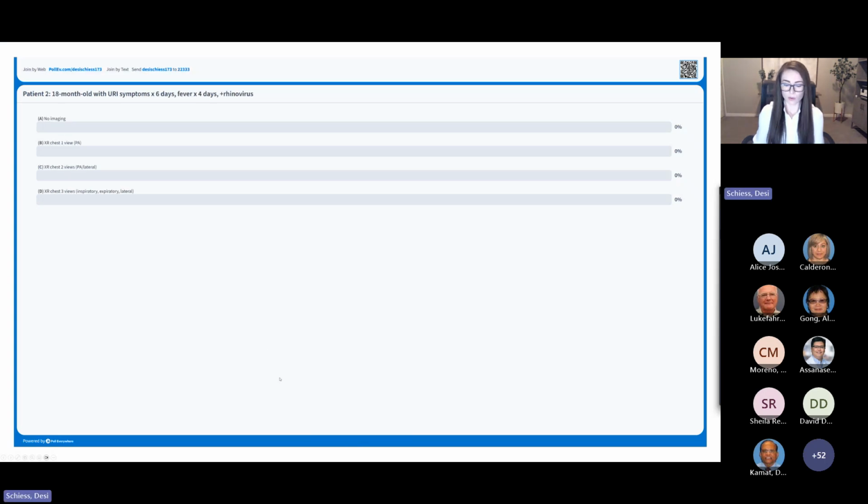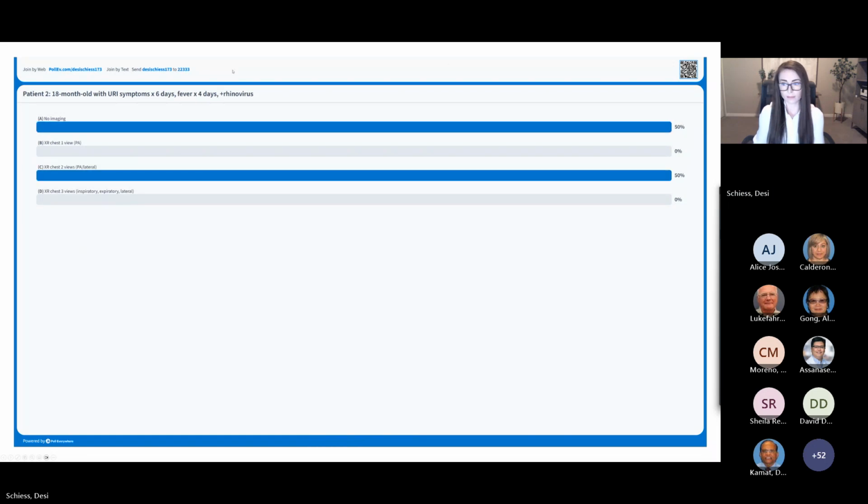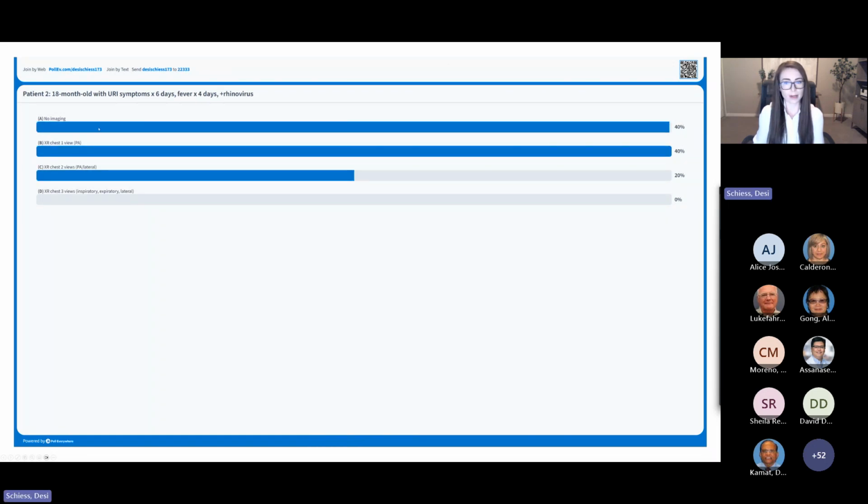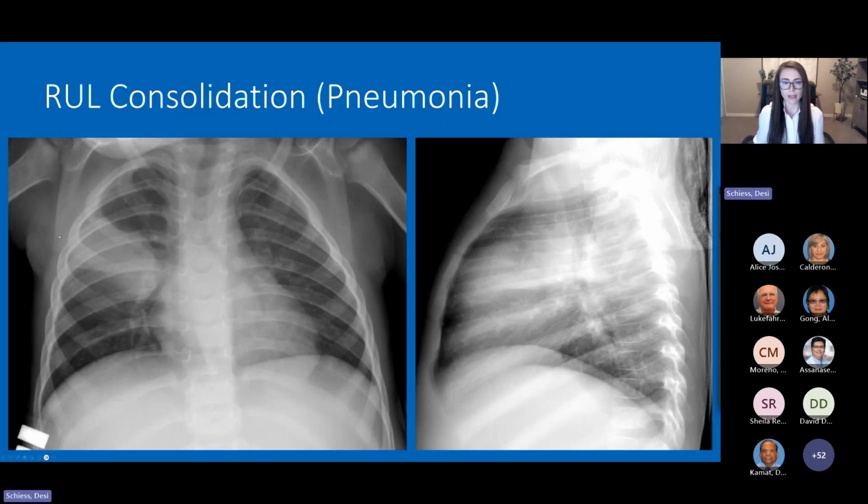Patient 2 is an 18-month-old with upper respiratory symptoms for 6 days, fever for 4 days, and tested positive for rhinovirus. What type of imaging would you like? No imaging is an option, or we could get 1, 2, or 3 views of the chest. All right, we're getting a variety of responses here. Right. So the correct answer in this case is 2 views of the chest. And in this patient, you'll see that there is a consolidation in the right upper lobe, which is compatible with pneumonia.